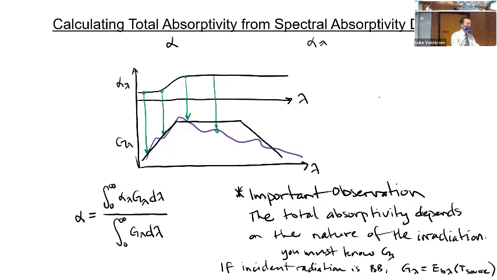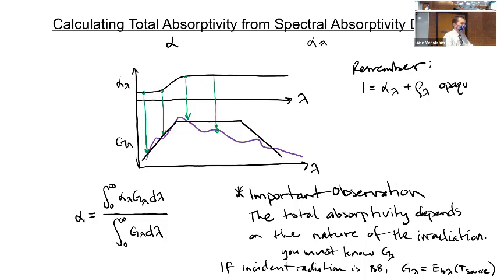Oftentimes, you have to remember that there's a relationship between absorption and reflection. So for an opaque surface, whatever isn't absorbed has to be reflected. So a lot of times you might not see spectral absorptivity data tabulated. You might see spectral reflectivity data tabulated. That's because it's a lot easier to measure what's reflected than it is to measure what's absorbed by a surface.